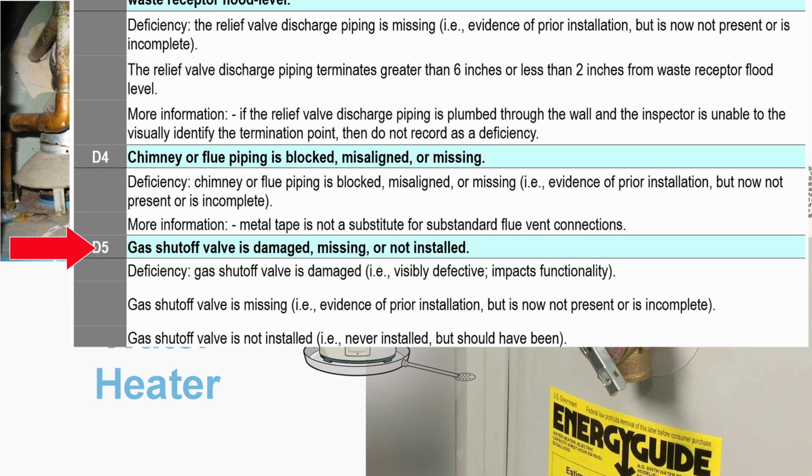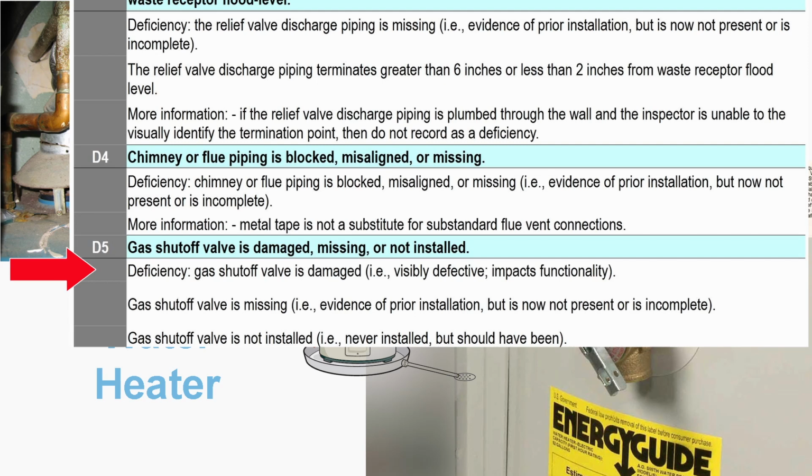Deficiency 5, gas shutoff valve is damaged or missing or not installed. Deficiency: gas shutoff valve is damaged, i.e. visibly defective, impacts functionality. Gas shutoff valve is missing, i.e. there's evidence of prior installation, but it's now not present or is incomplete. Gas shutoff valve is not installed, i.e. it was never installed, but it should have been. So that's it for our water heater standards.